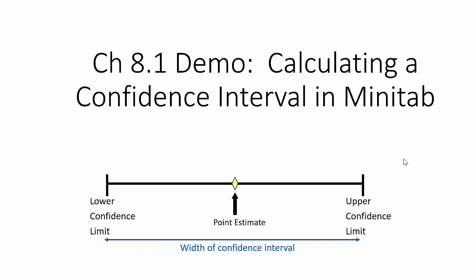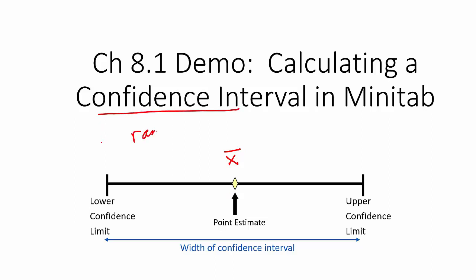Welcome to the demo on how to calculate a confidence interval in Minitab. So up to this point, we've been talking about point estimates such as X bar. X bar is a point estimate for mu. This sample value X bar is our best guess at what the true population value is. We may instead want an estimate for mu, the population mean, that is a range of values. And so that's what a confidence interval does.